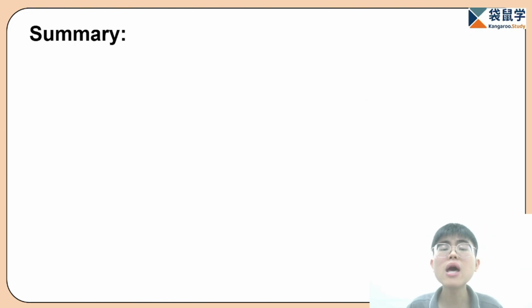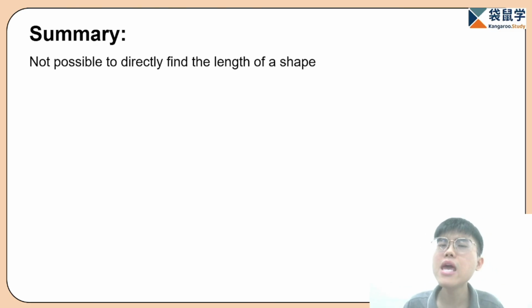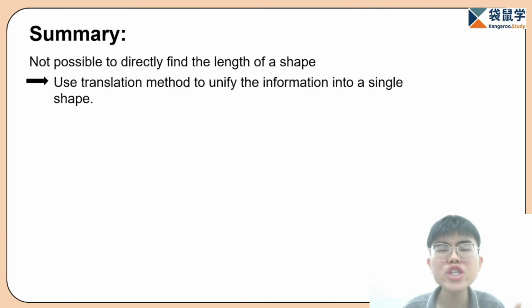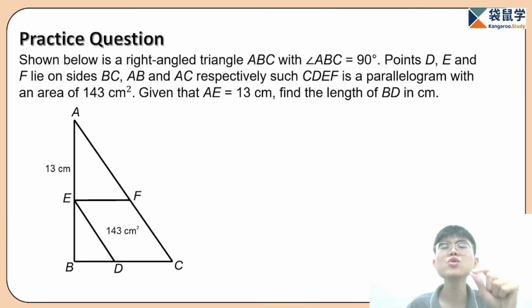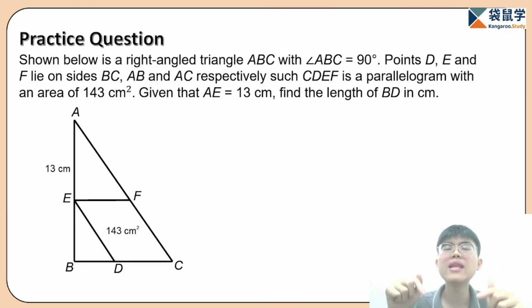Right, so now let's summarize what we learned in this question. At the beginning of the question, we were not able to directly find the length of the side. So what we do here is use the translation method, which helps us to unify the information given into just a single shape. Now, you can try this practice question and leave your answer in the comment section below.